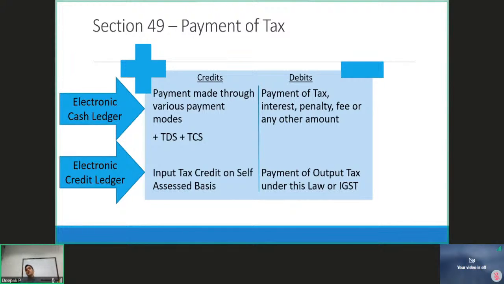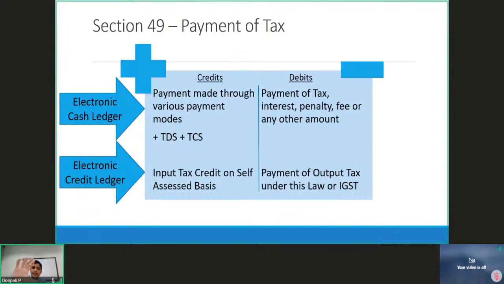Now, how will you debit it? What will you utilize this credit for? By debiting the amounts for payment of tax, interest, penalty, fees, or any other amount. Payment of tax would mean whatever taxes you have to pay, you can pay from your electronic cash ledger. And if you have to pay any TDS, there could be a scenario when somebody deducts TDS, and there could be another scenario when you have to deduct TDS and pay on behalf of another person. You have to deduct it and pay to the government. This also can be from the electronic cash ledger.